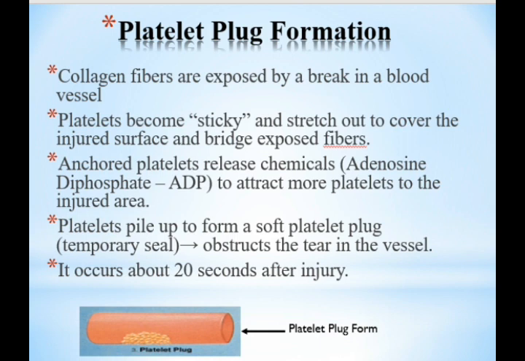Usually, when a blood vessel breaks, collagen fibers are exposed. It will cause the platelets to become sticky and stretch out to cover the injured surface and breach the exposed fibers. The anchored platelet will release chemicals called ADP, adenosine diphosphate, to attract more platelets to the injured area. More platelets come in and pile up on each other, forming a platelet plug, which is a temporary seal. This temporary seal closes the tear within the vessel around 20 seconds after injury.